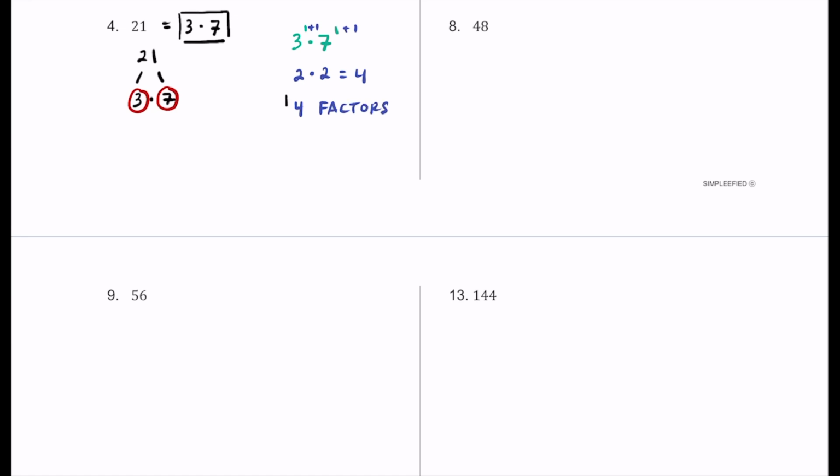Okay? And if we know it has 4 factors, then that's definitely more than 2, and it's not an infinite amount of factors. So we know that 21 is a composite number. Go ahead and write composite number. Cool. So that's it for number 4.